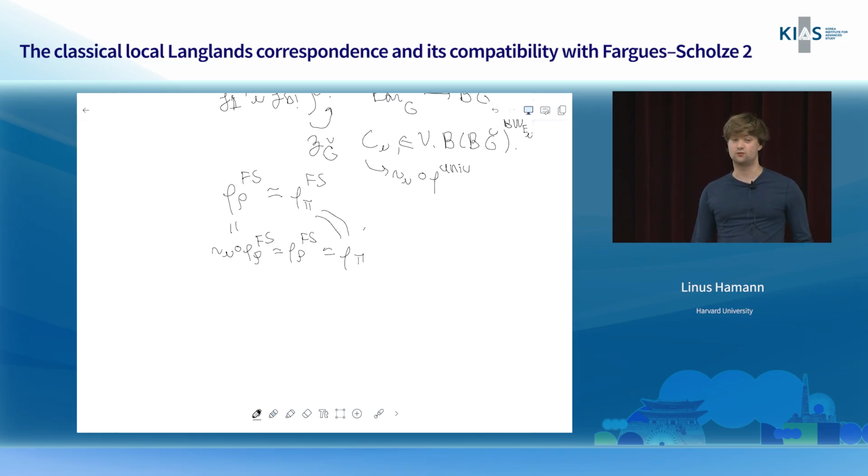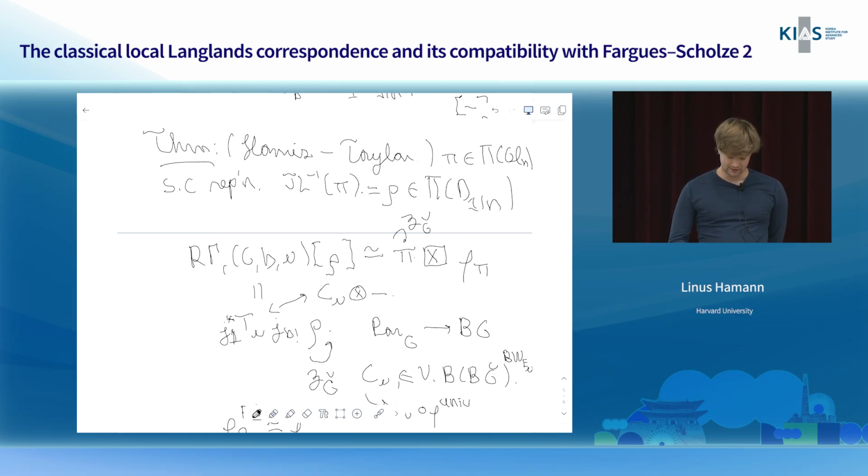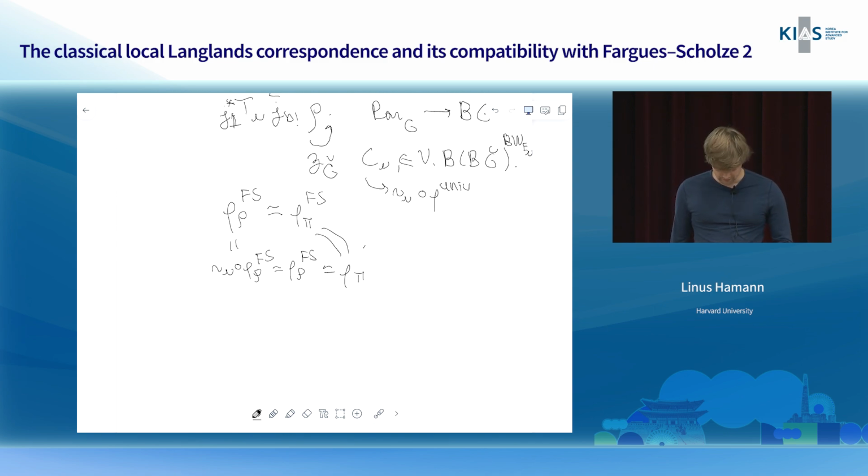So in particular, this is why Fargues and Scholze were able to very quickly verify that their correspondence is the same as Harris-Taylor, because they already knew that the Lubin-Tate tower saw the Harris-Taylor parameter. Right, so that's how things work for AN.